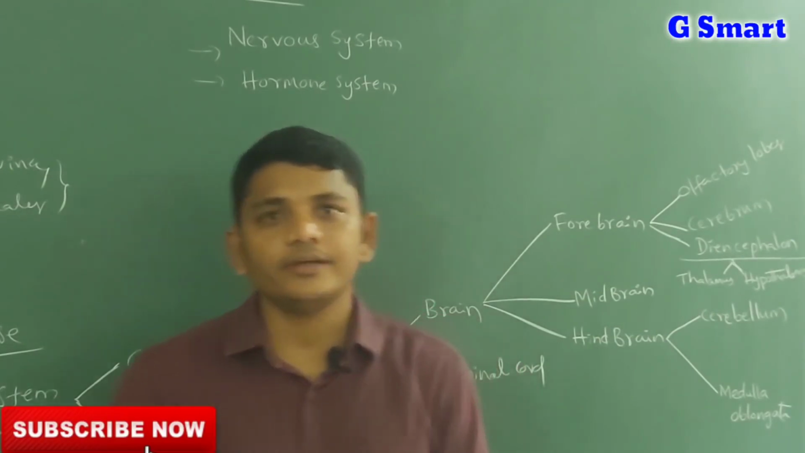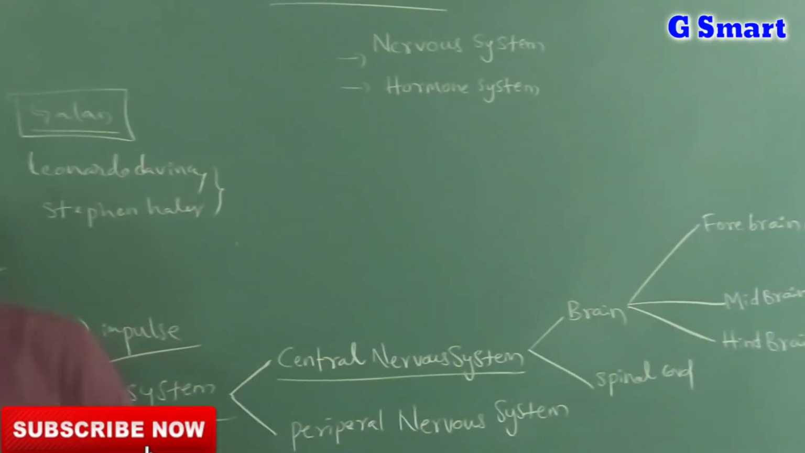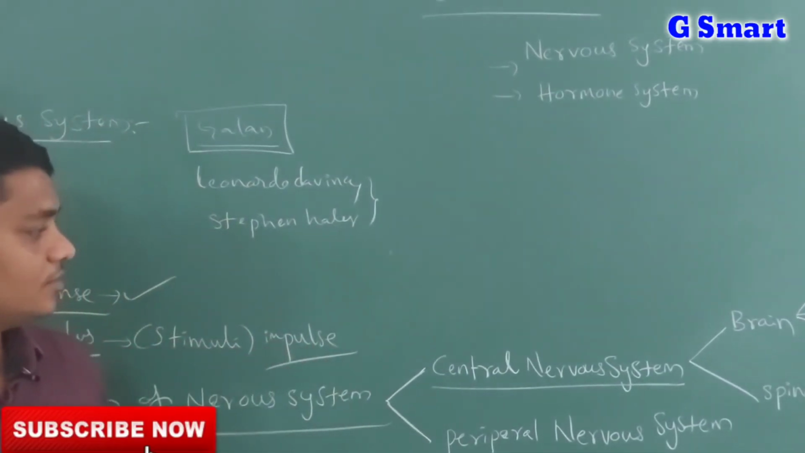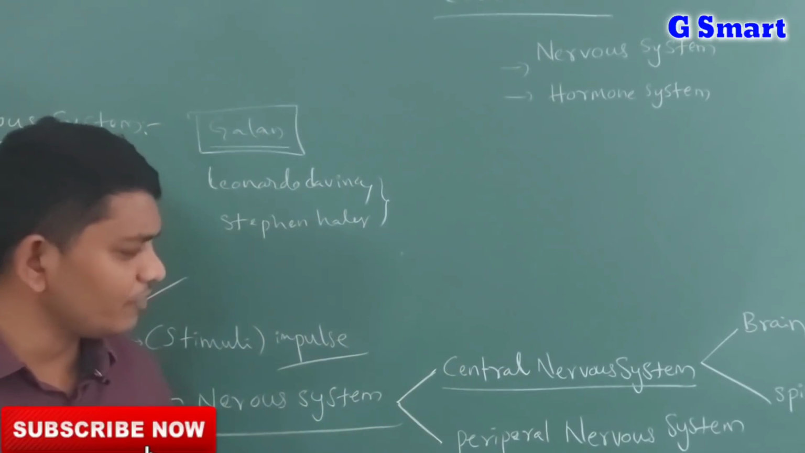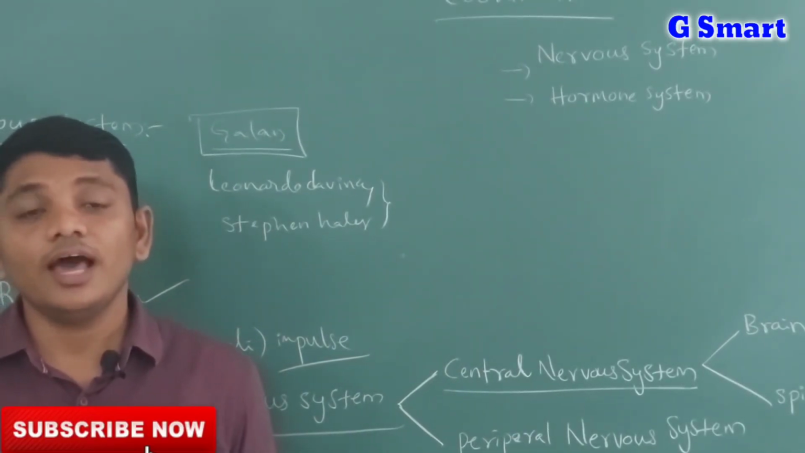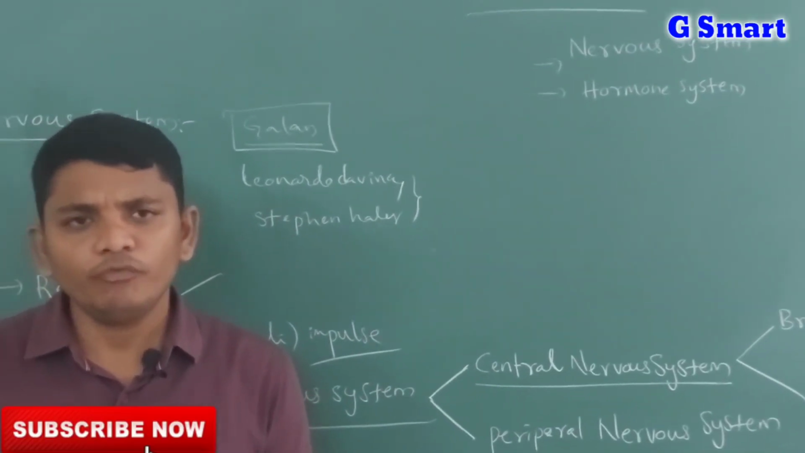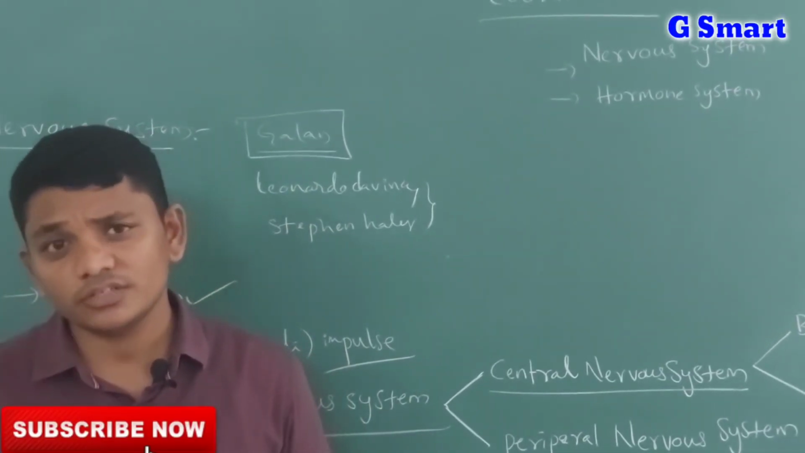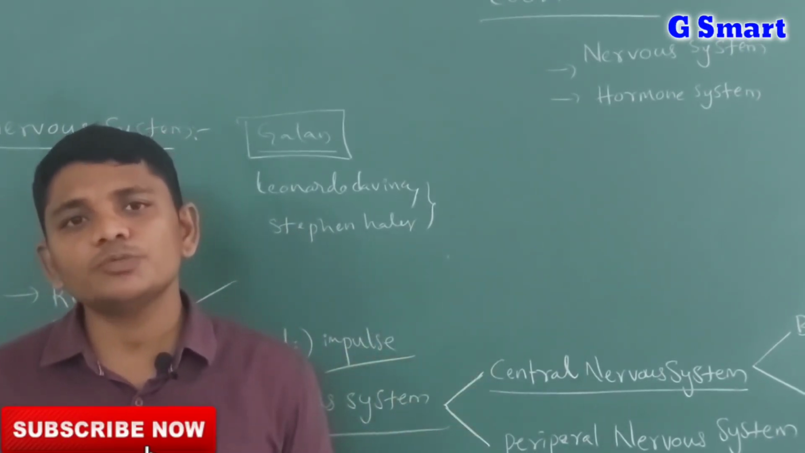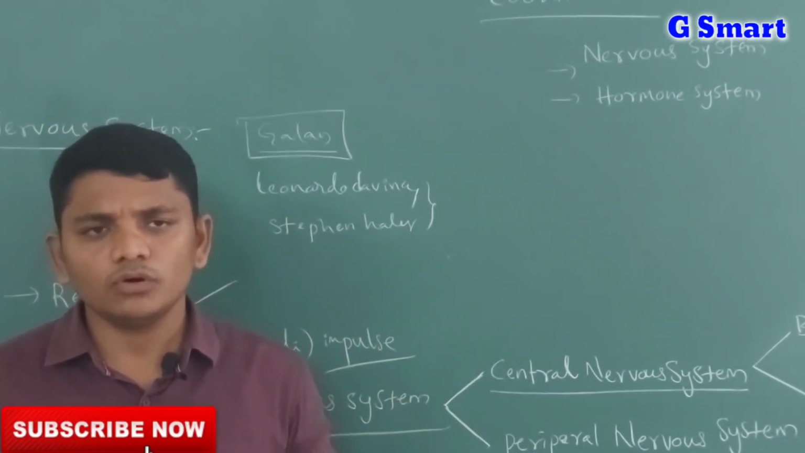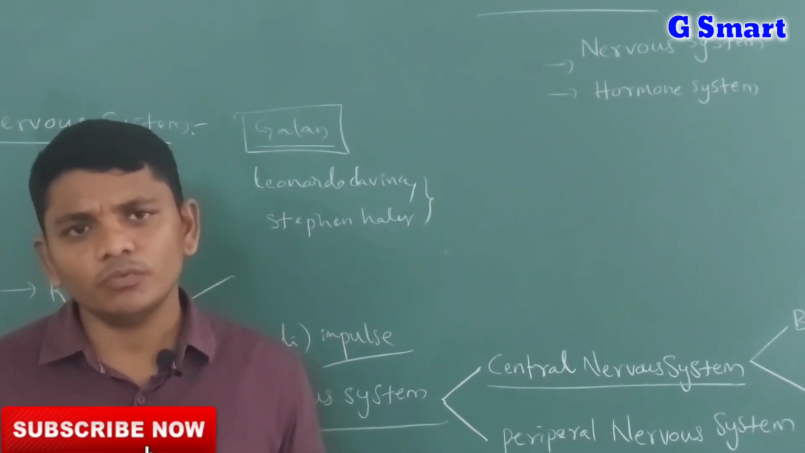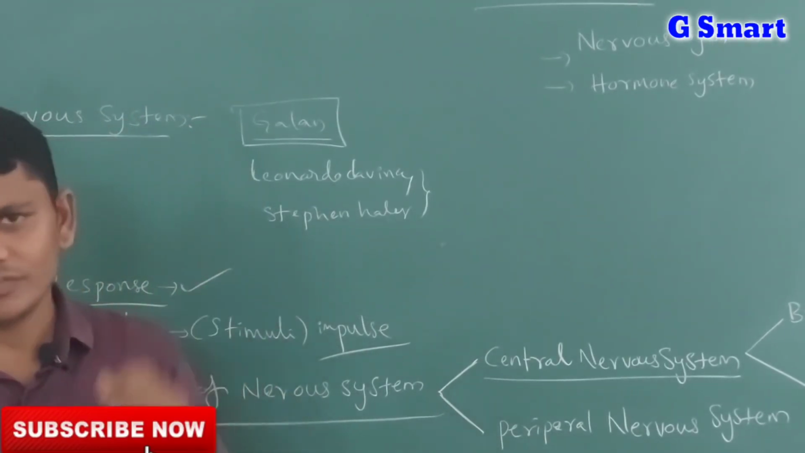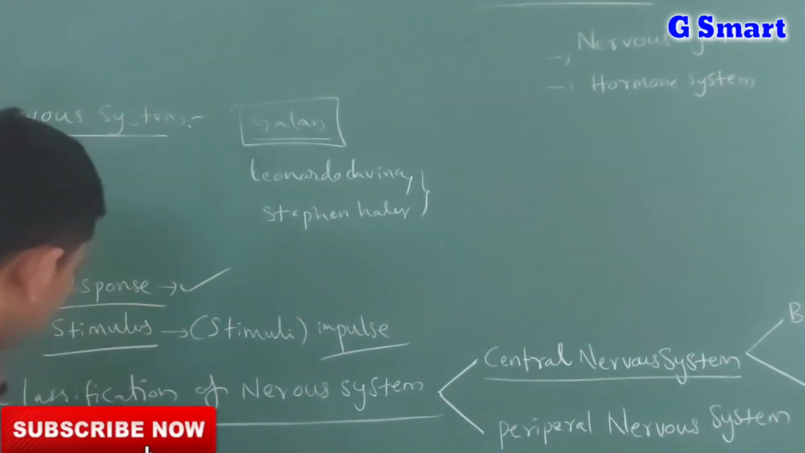Is it clear? Right. Let us discuss nerve cells. Why should we learn about the nerve cell first? Because the entire central and peripheral nervous system is made up of nerve cells only. If we talk about the brain, there are nerve cells. If you talk about the spinal cord, there are also nerves. So the entire nervous system is made up of nerve cells. That is why let us discuss the nerve cell first.